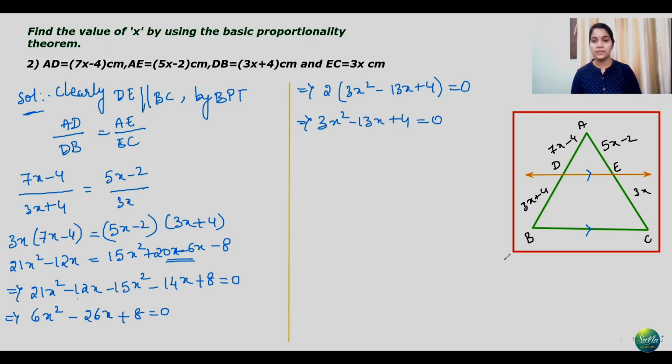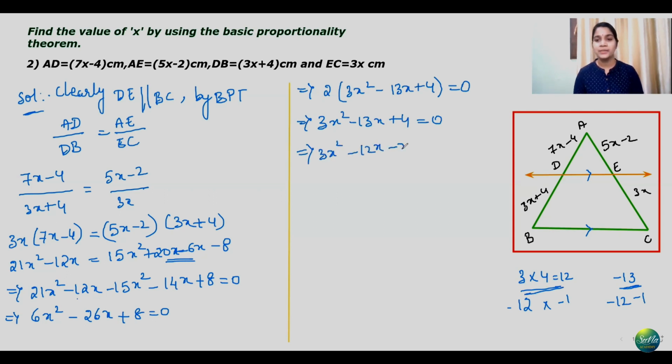So after getting the factorization of these terms now, 3 into 4 gives me 12 and I need to get the sum of minus 13 with the factors of 3 and 4. So clearly 3 into 4 is 12. So 12 I can get by 12 one times is 12, but I need minus 13. So I take minus 12 and minus 1. So the sum of minus 12 and minus 1 gives me minus 13. So after doing the factorization, we have 3x square minus 12x minus x plus 4 is equals to 0.